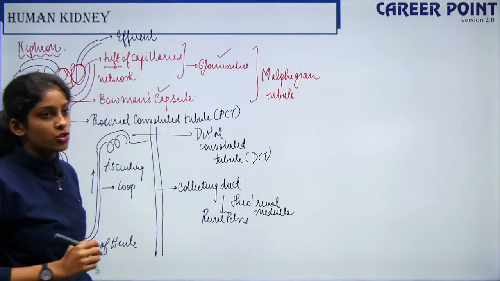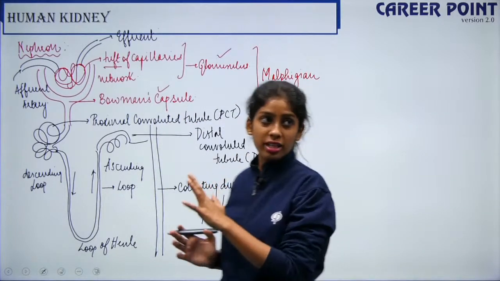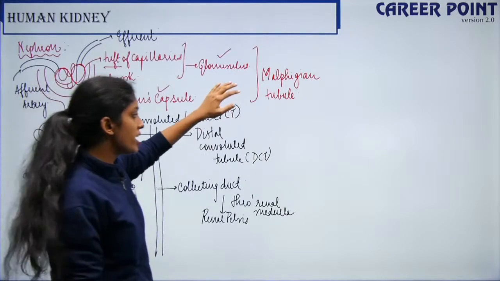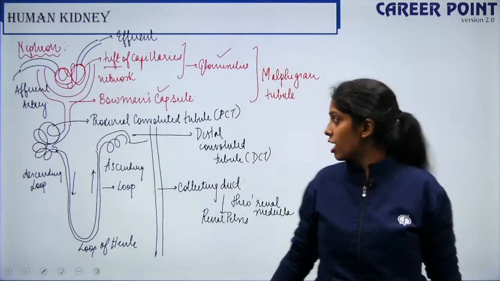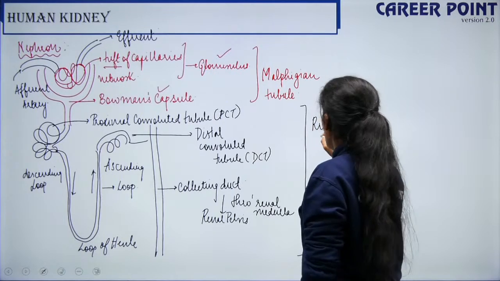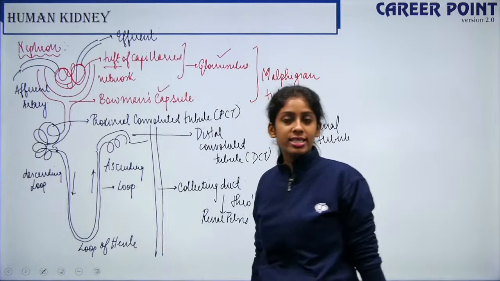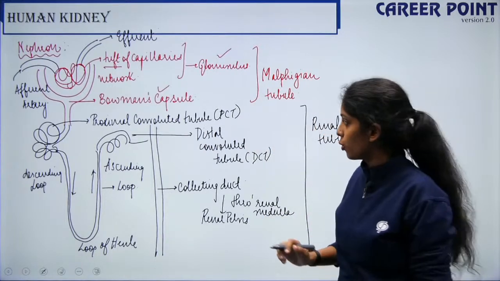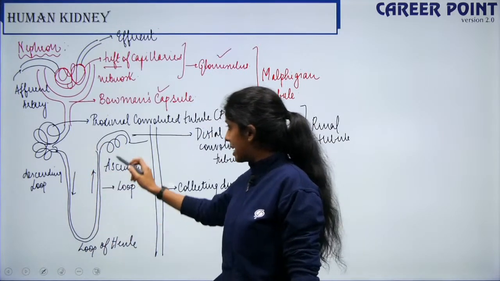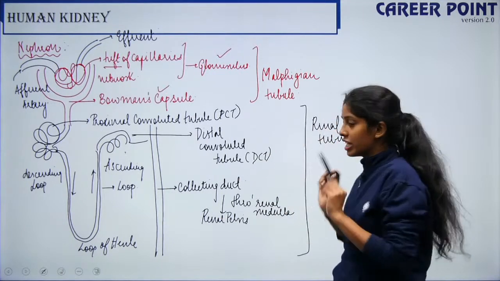So this is the structure of your nephron. The kidney has structural and functional units called the nephron. Your nephron has two parts: one is the Malpighian tubule, the other is the renal tubule. All this comprises the renal tubule. The Malpighian tubule consists of Bowman's capsule and the glomerulus enclosed within it. The renal tubule starts with the PCT, the loop of Henle, then the DCT and the collecting duct. So this makes up the renal tubule.